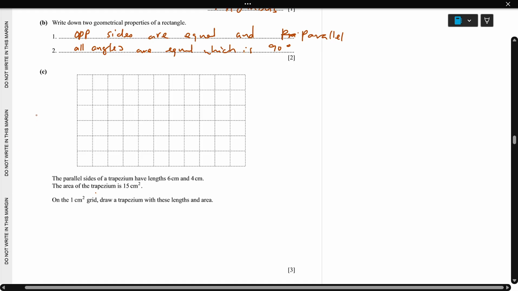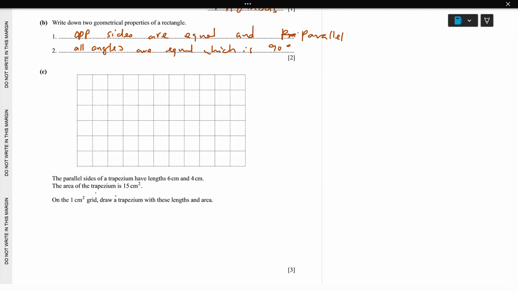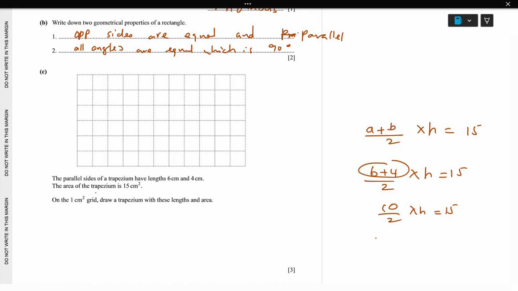Next one, question C. The parallel sides of a trapezium have length 6 cm and 4 cm. The area of the trapezium is 15. The formula is (a plus b) by 2 times height, equal to 15. Both parallel sides are given: 6 plus 4 by 2 times height equal to 15. 6 plus 4 is 10. 10 by 2 is 5, so 5 times height equals 15. So h equals 15 over 5, which is h equal to 3. So we got the height.